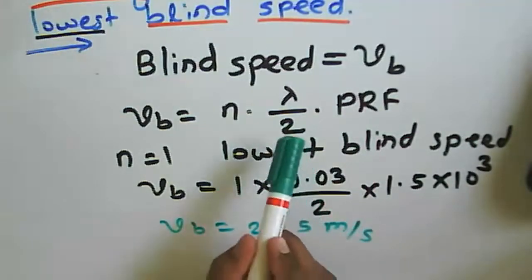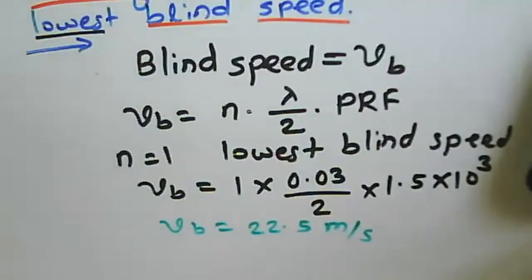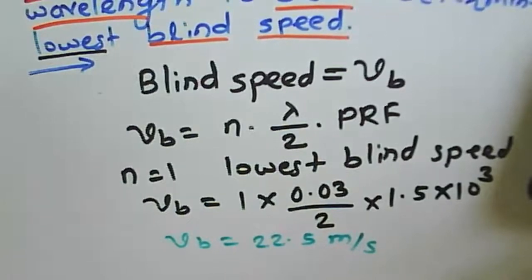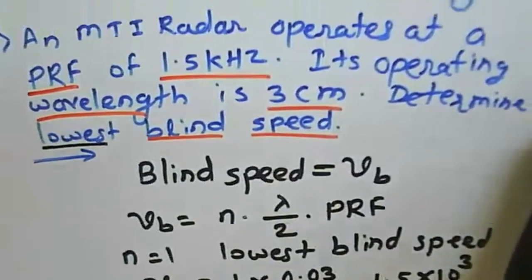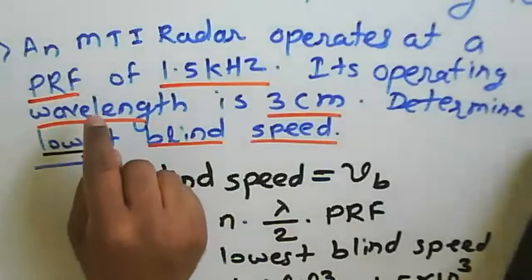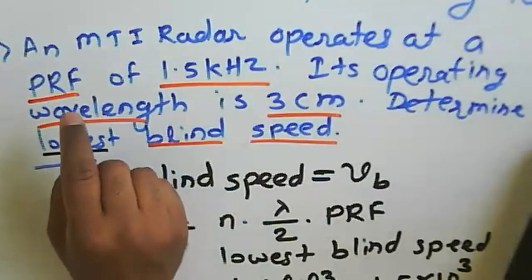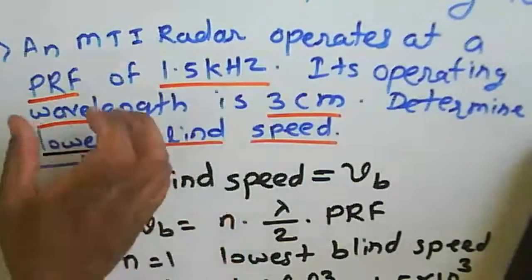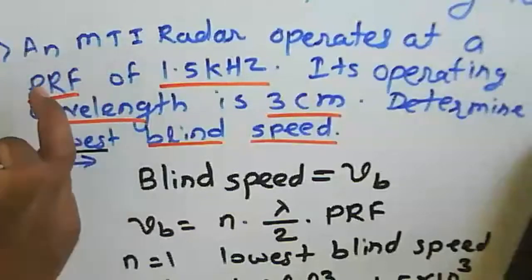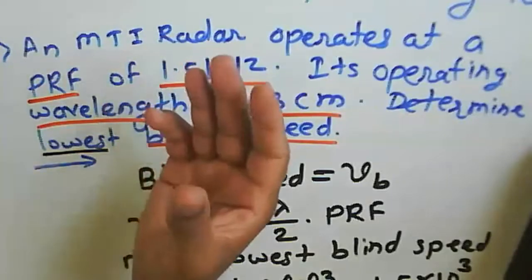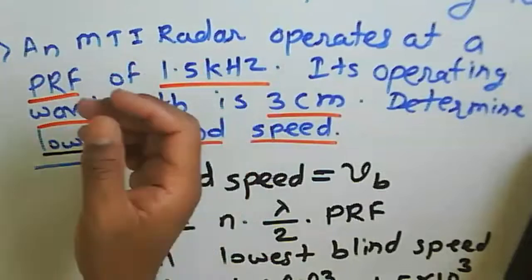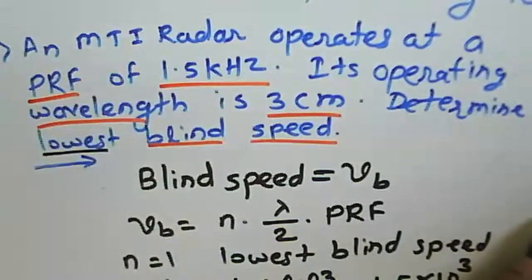Lambda and PRF are given. If instead of a pulse repetition frequency a pulse repetition time is given, we need to convert that time into a frequency. So you should remember the equation for the blind speed: VB is equal to n into lambda by 2 into the pulse repetition frequency.